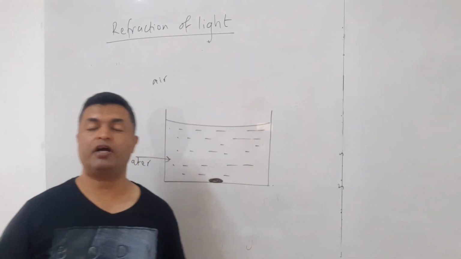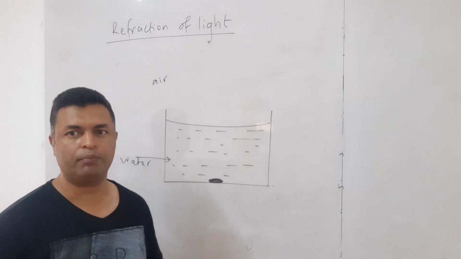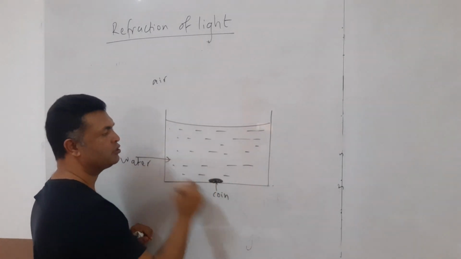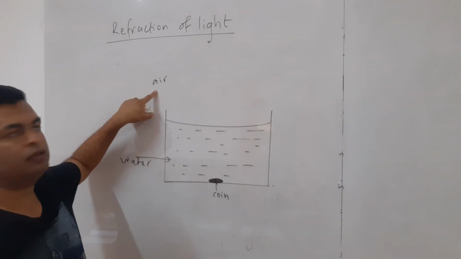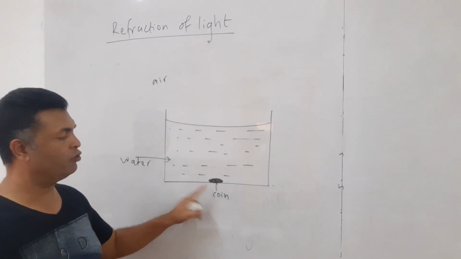Now, again, refraction of light. When you have to view something in water, for example, let's say I have a coin here at the base of a tank of water. I have water, I have air. Again, air is a less dense medium, water is a denser medium. I have a coin here.